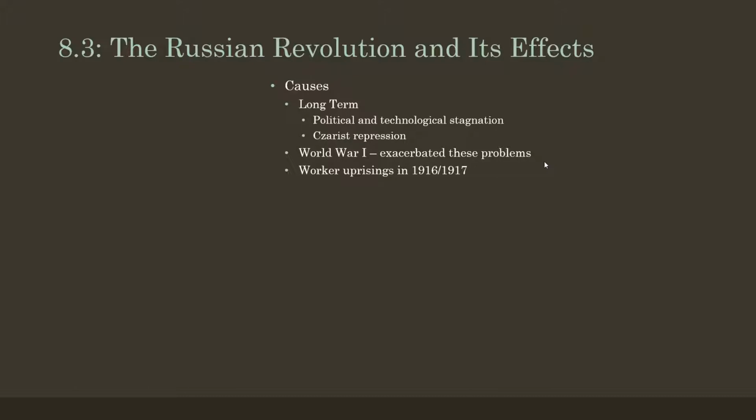And so you have these two issues that are occurring on the home front. The workers are angry and the people are starving. The people are struggling to survive. So we have two revolutions in 1917.